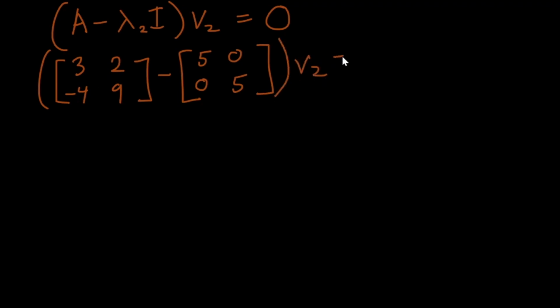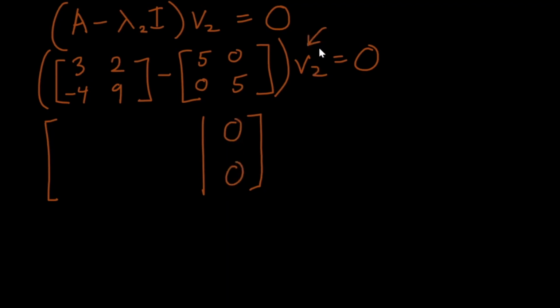Multiplied by V2 equals 0. And I would like to transform this into the augmented matrix. This would be 0, 0 to find V2. Okay, so 3 minus 5 would be minus 2. 2 minus 0 is 2. Minus 4 minus 0 is minus 4. 9 minus 5 is 4.